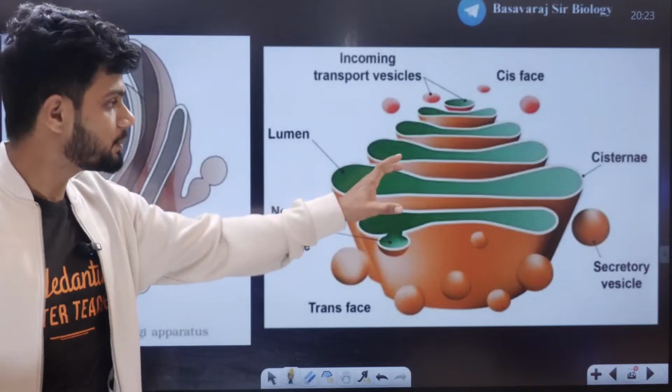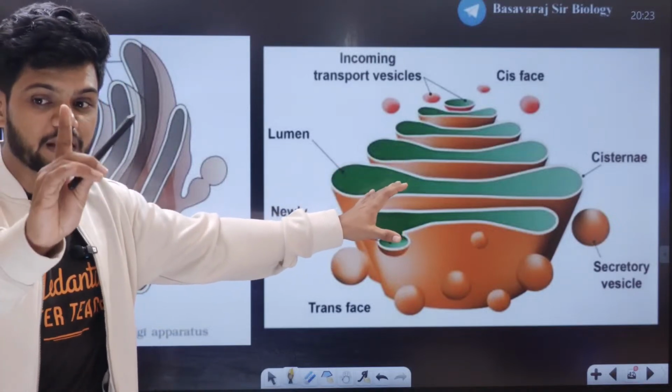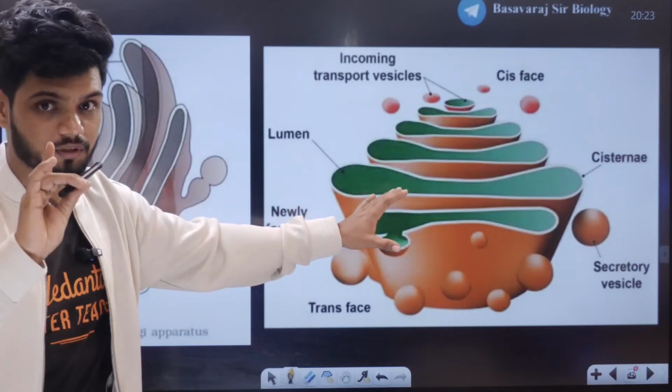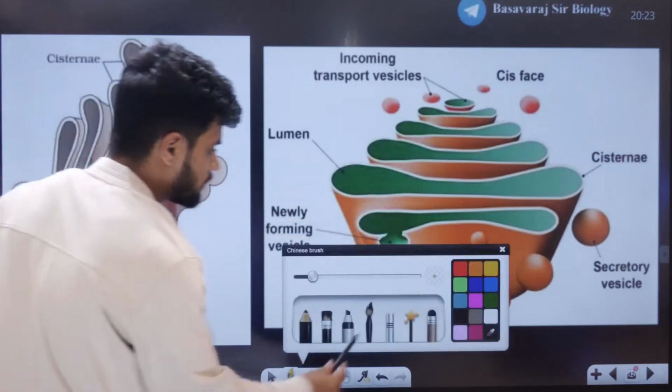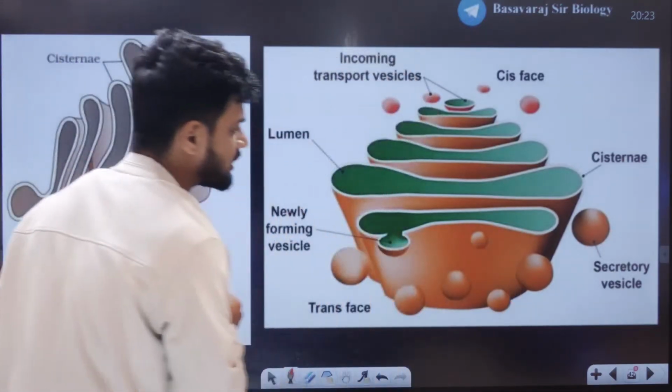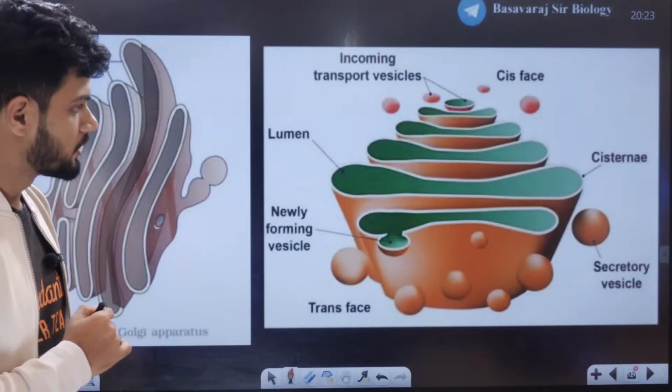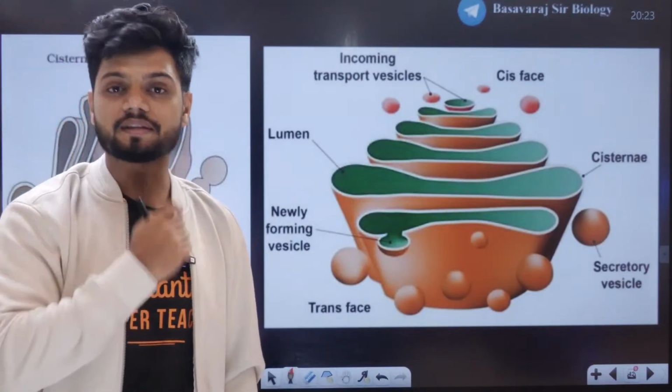This is the structure of a typical Golgi body. Listen to me very, very carefully now. Here, if you see this diagram of a Golgi body, it has two different faces.